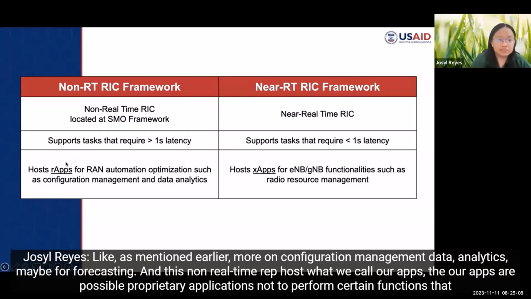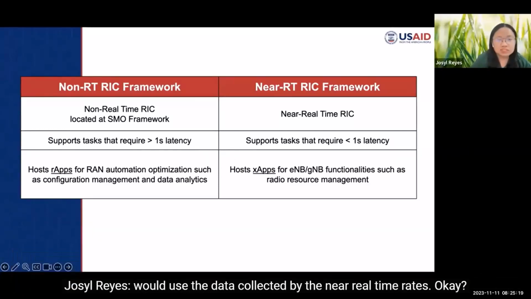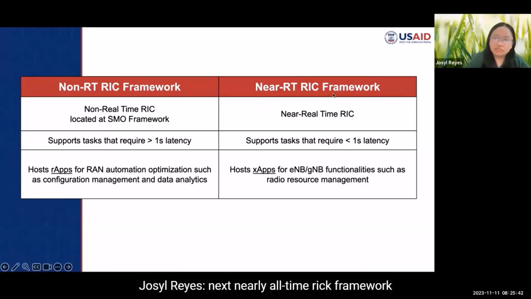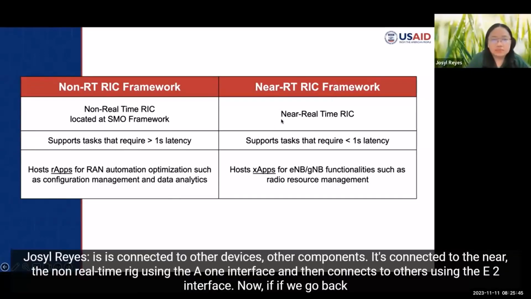And this non-real-time RIC hosts what we call rApps. The rApps are possible proprietary applications to perform certain functions that would use the data collected by the near real-time RIC. Okay, so this can also include policy guidance, configuration management, and others. But what you need to know is anything greater than 1 second of latency should be handled by the non-real-time RIC.